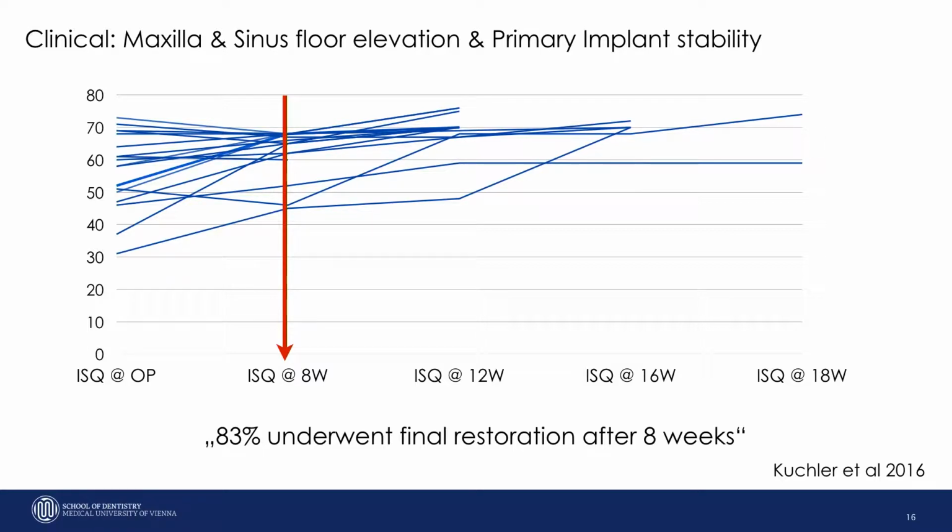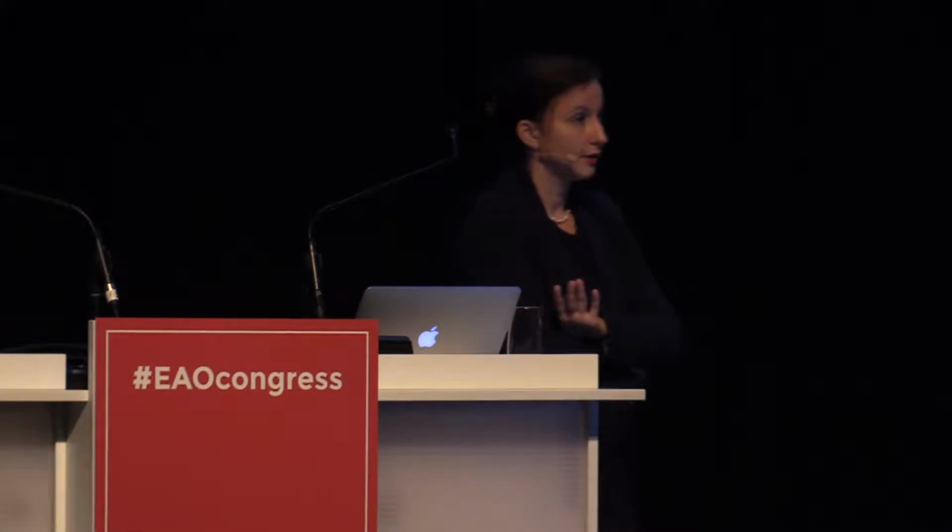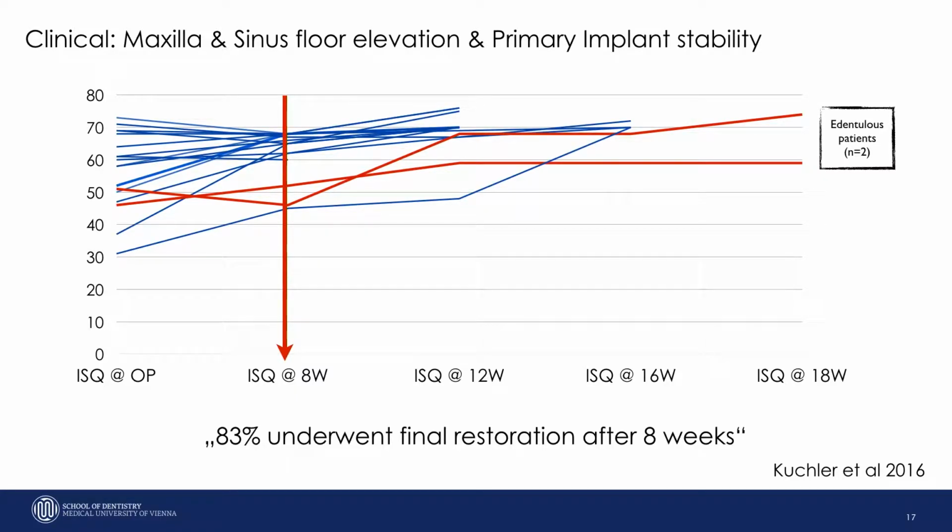And so 83% was an astonishing number. What you can also see on the graph is that there are two lines which really had a prolonged healing. And when you analyze the patient behind the line, you see that these were two edentulous patients, two female, and we left the implants to heal after 18 weeks, but we were confident just in the increase of implant stability that we could load these implants after a period of 18 weeks.